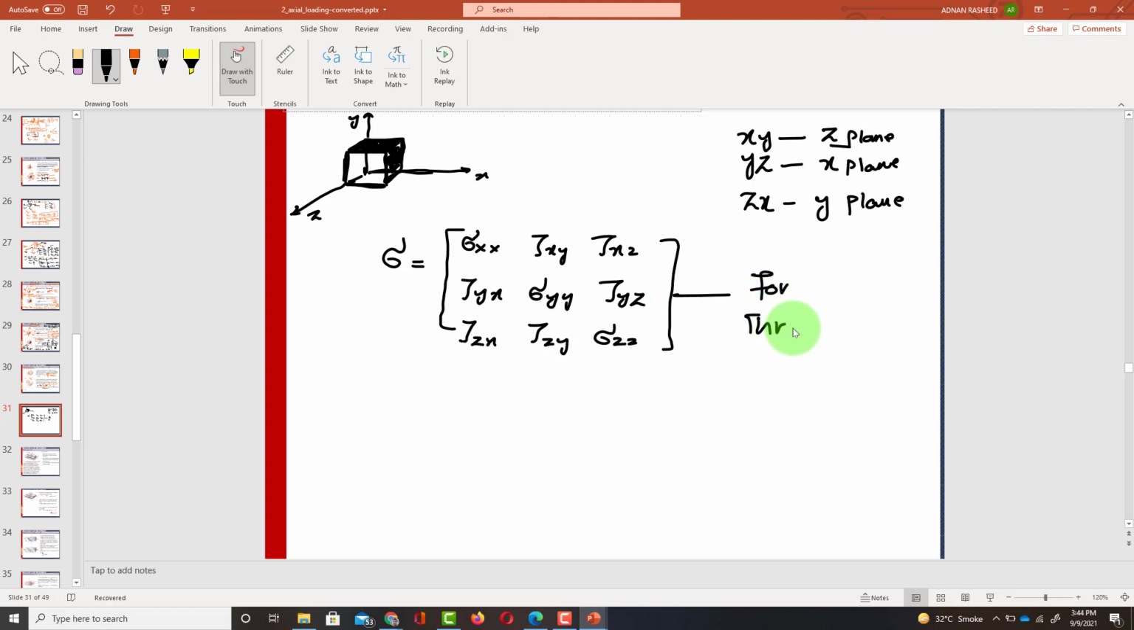three-dimensional stress. Okay? Clear? And all the shear stresses are also available in it. So now we will simplify it.